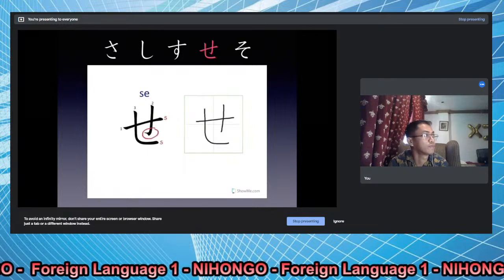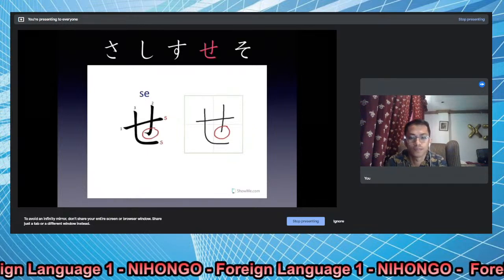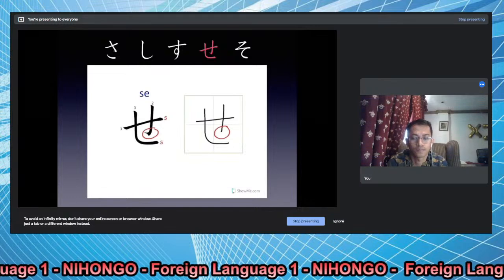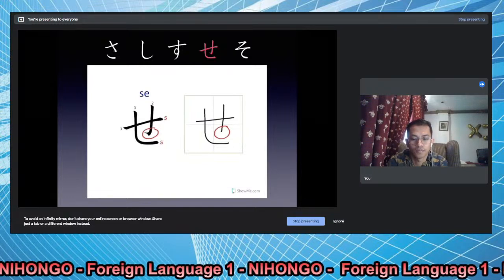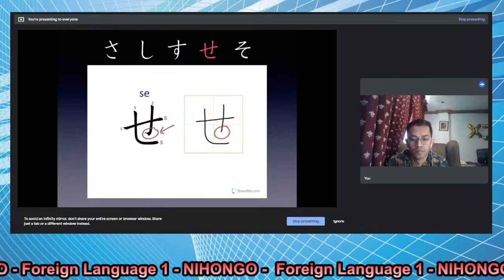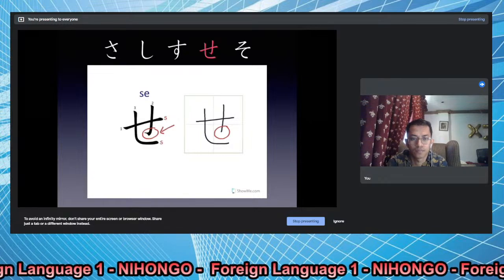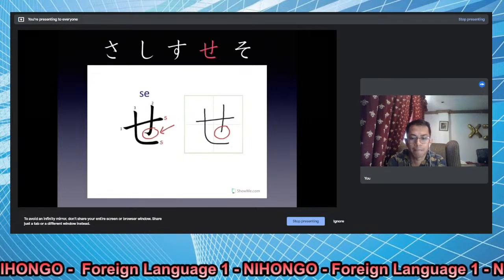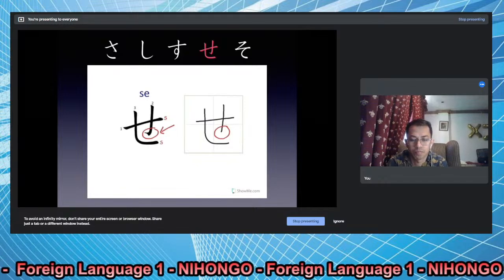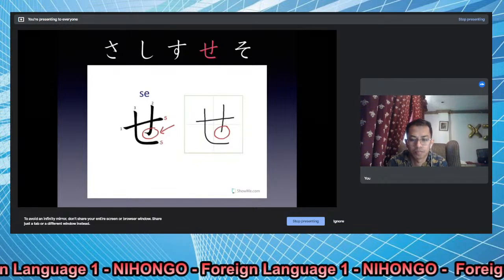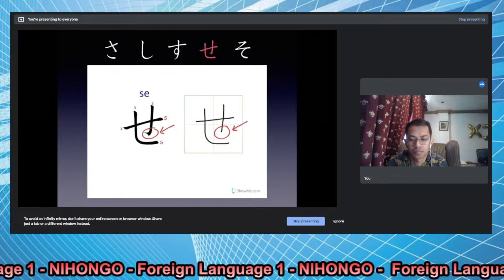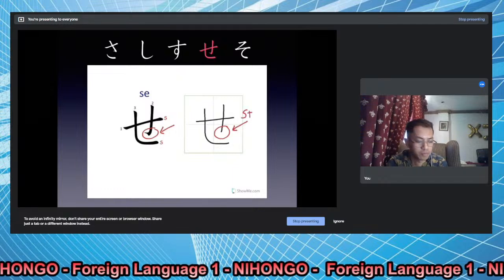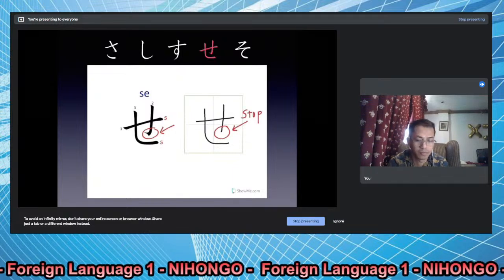And I need to talk about this part. In many places, even in some old Japanese textbooks, you may see a hook at the end of stroke number 2. It is okay to do so as long as you don't make the hook too large. However, I would say that nowadays stop here is way more common in the handwriting of this letter, se.